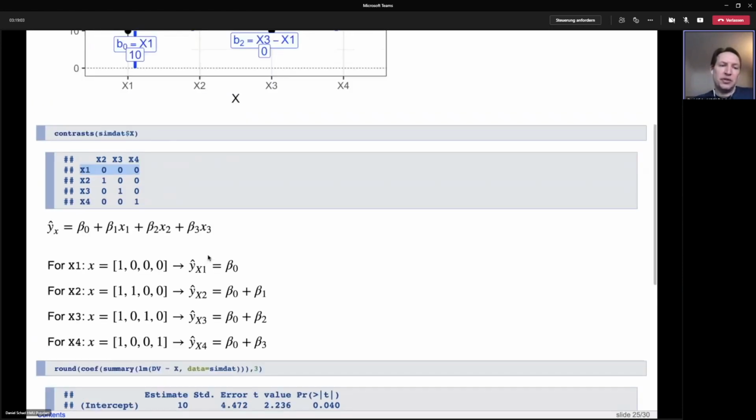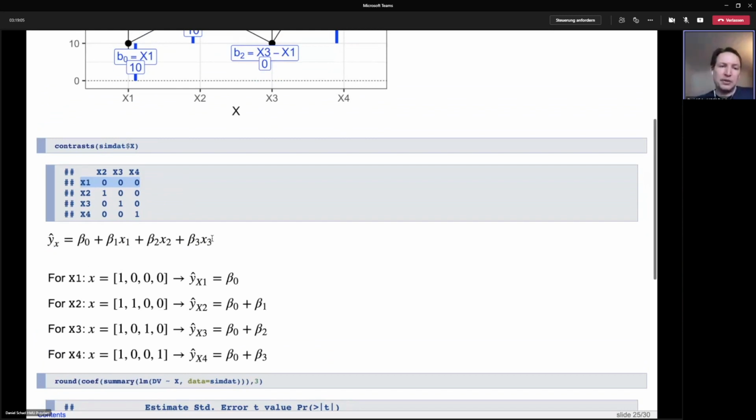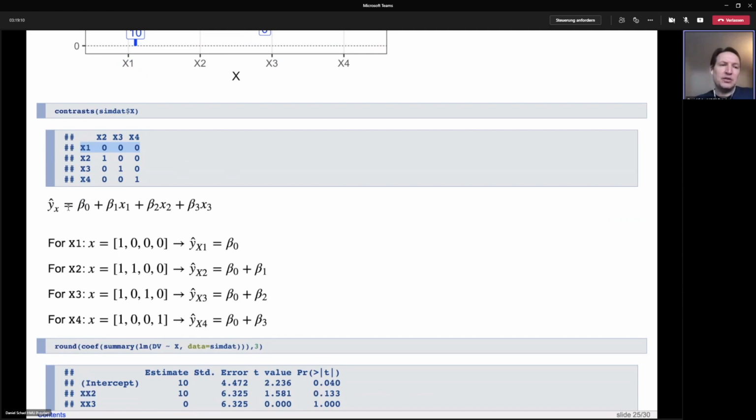So how can we make predictions for the data? Now we have this linear model equation with several predictors. If we say x1, we can look this up in the contrast matrix: 0, 0, 0. So you have 3 zeros, and for completeness I add a 1 for the intercept. In this case, the prediction for the condition x1 is simply the intercept beta 0. That's what this 1 indicates, that we just have the intercept.